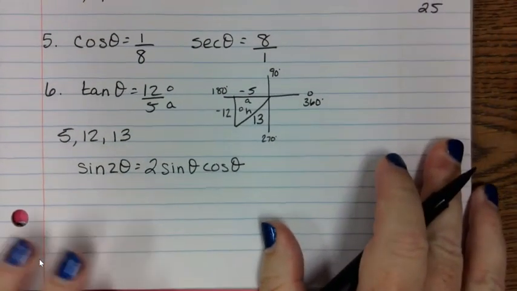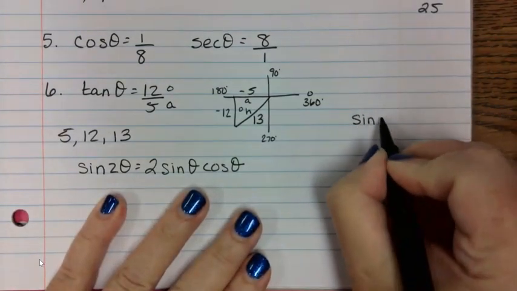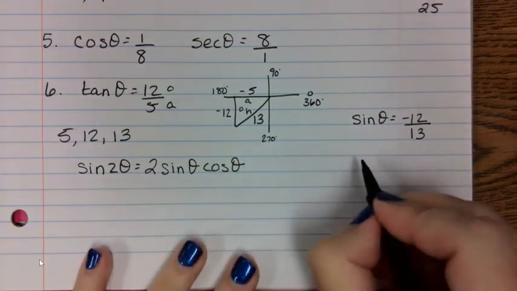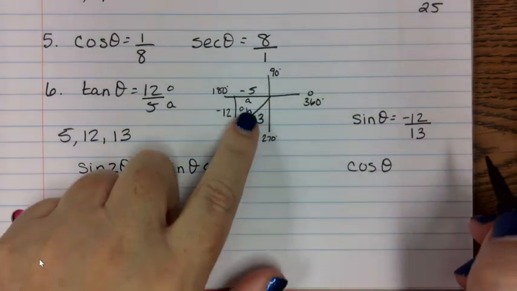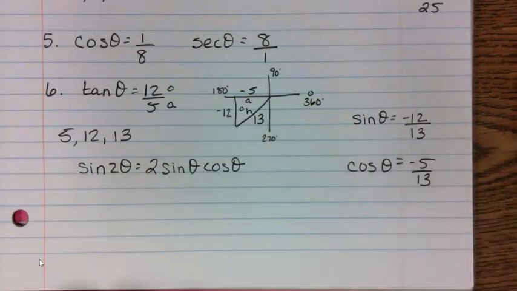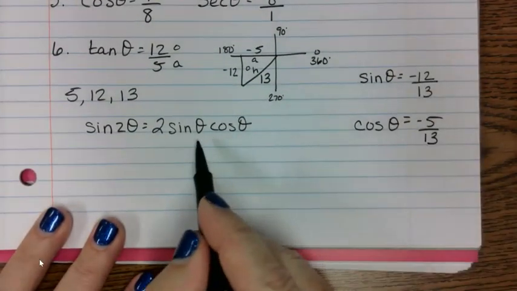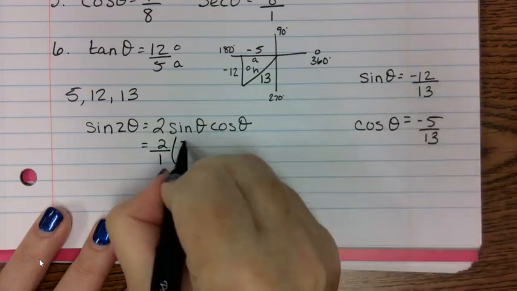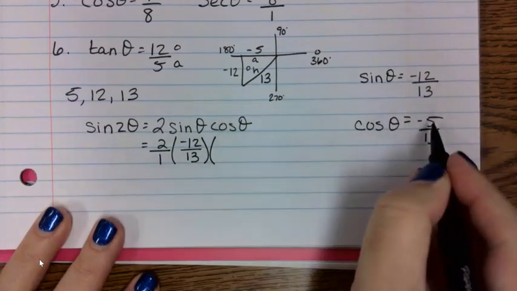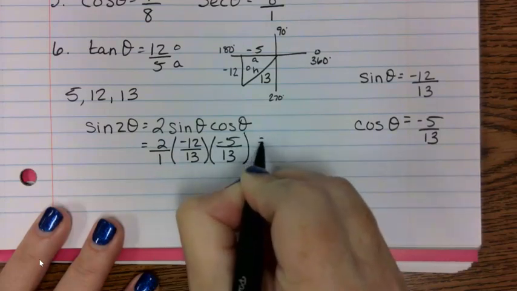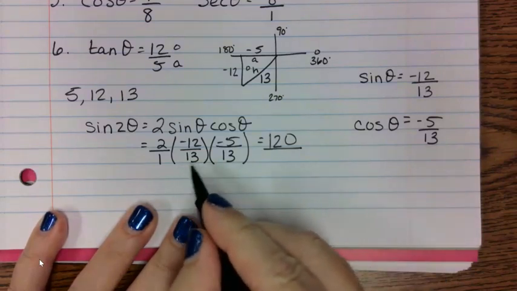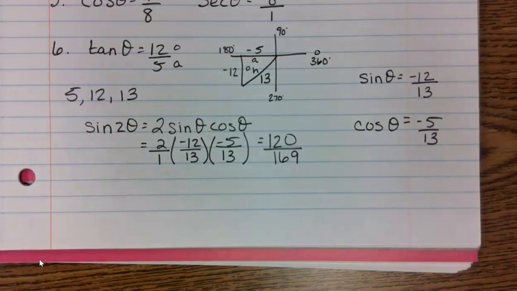So now we've got to come over here and find sine. And sine is opposite over hypotenuse. And cosine, which is A over H, is negative 5 over 13. Okay. So now we're just going to plug these numbers into this formula. This 2 right here is an always. And you see how these are fractions? Let's make this a fraction. Sine is negative 12 over 13. And then cosine is negative 5 over 13. I believe this is going to be positive 120. And 1 times 13 times 13 is 169. 120 divided by 169 cannot be reduced, and that's your final answer.